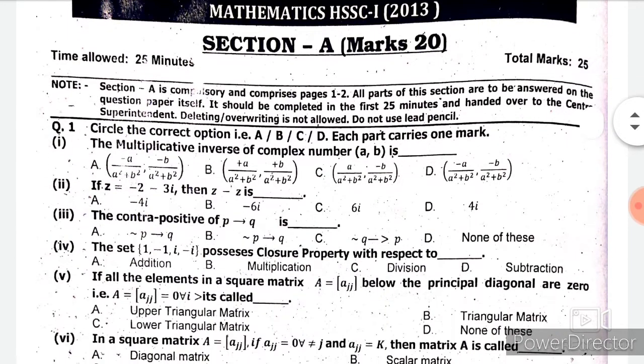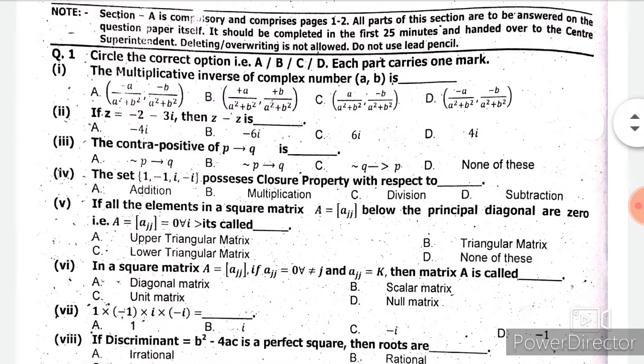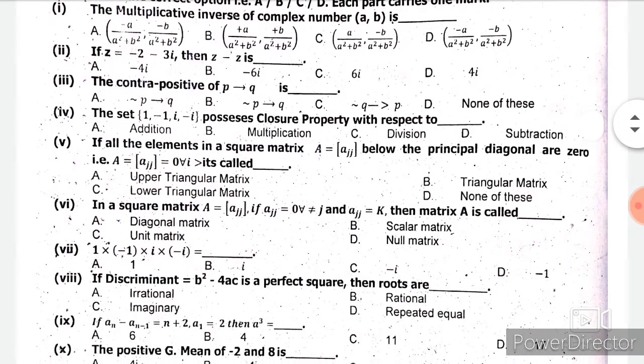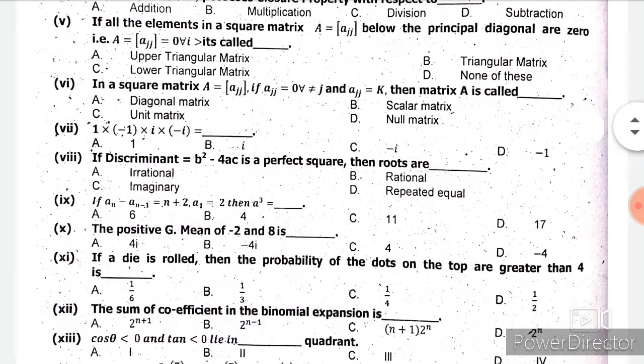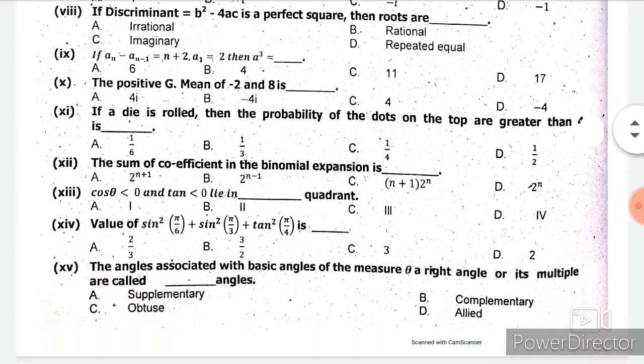So these are the MCQs of the past paper 2013. The first MCQ is from chapter number 1, the second from chapter 1, and the third from the second chapter. So these are the MCQs.